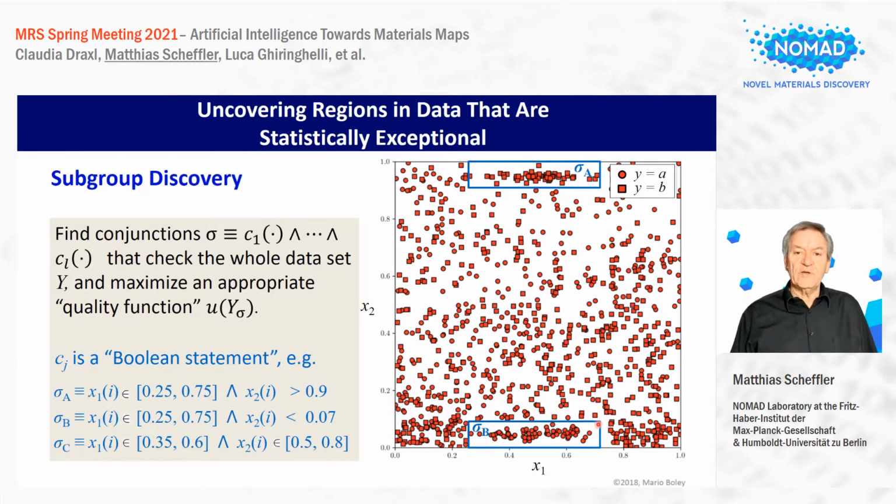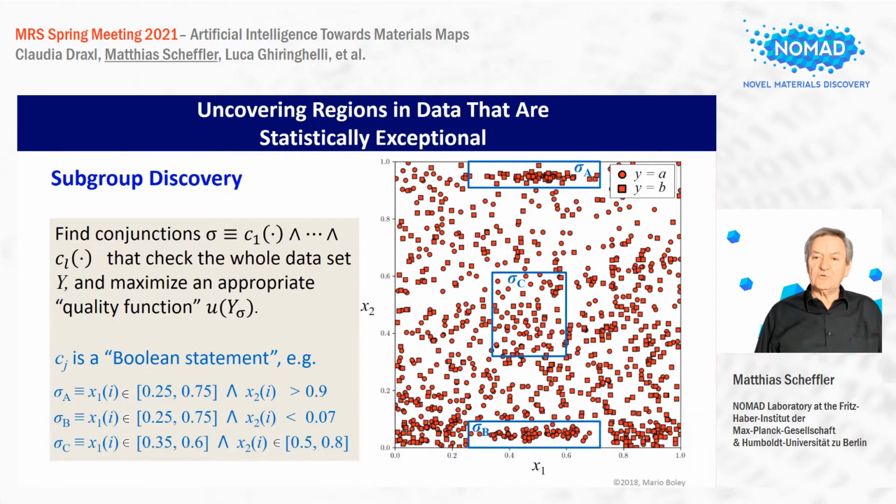And here is another group that contains only circles. And here is one that is not pure, but dominated by squares. So this is the type of identification we like to achieve.